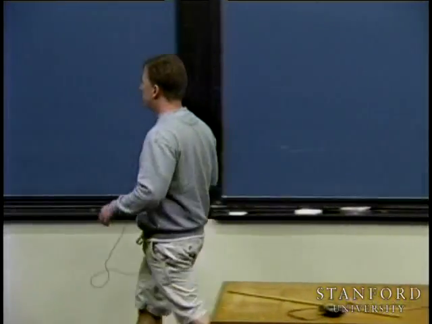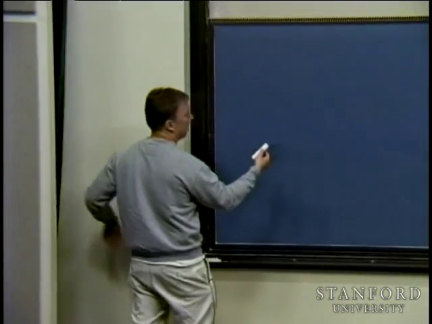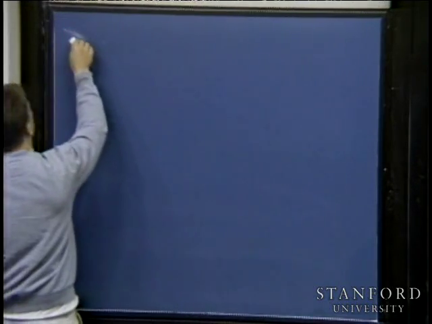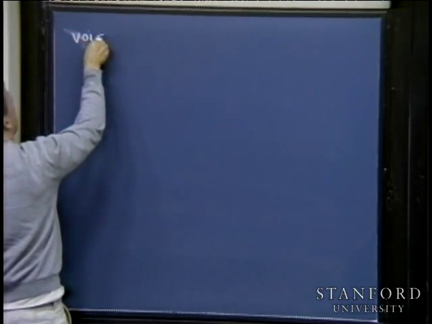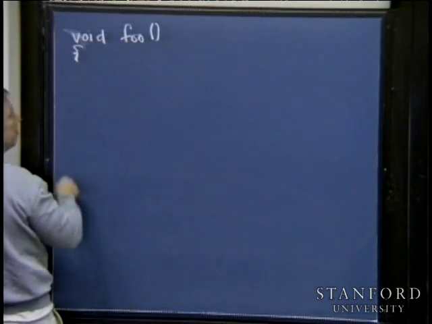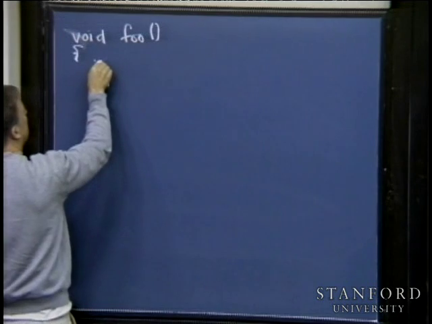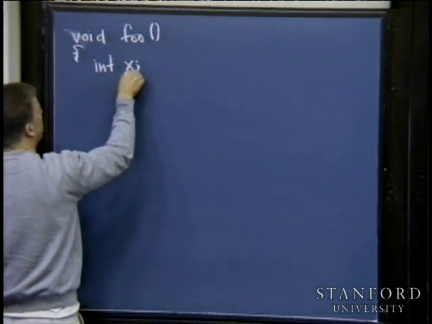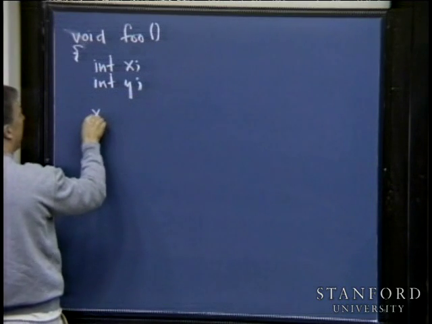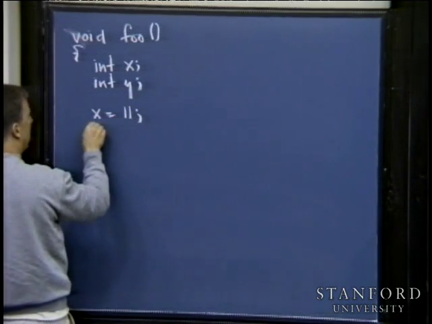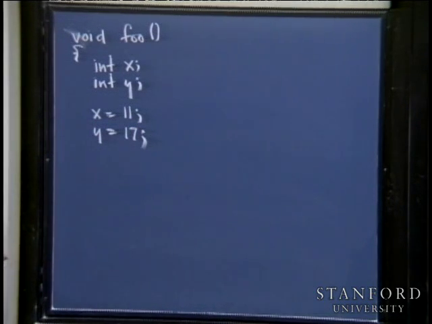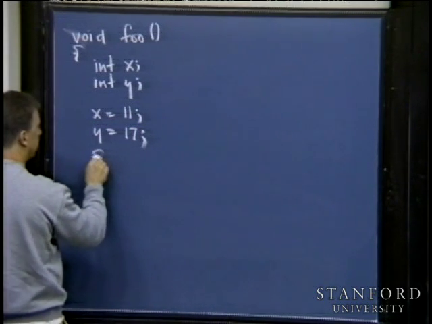So let's deal with this scenario. A void function, I'll just call it foo, and I'll concern myself with the allocation of two local variables. I'll set x equal to 11, I'll set y equal to 17, and then I'm going to call this swap function.